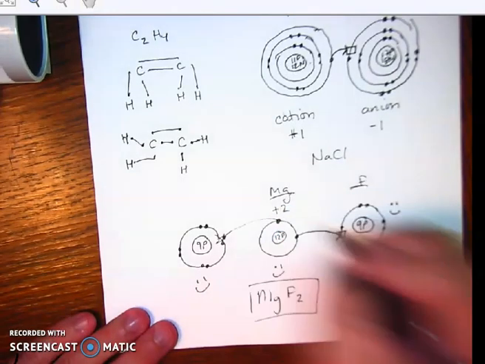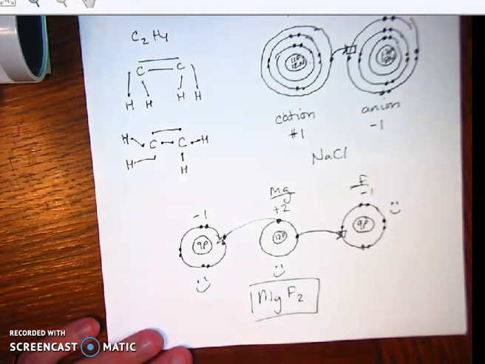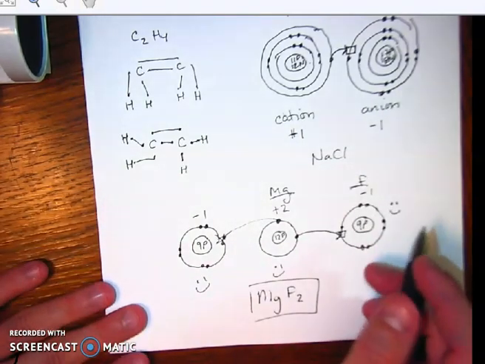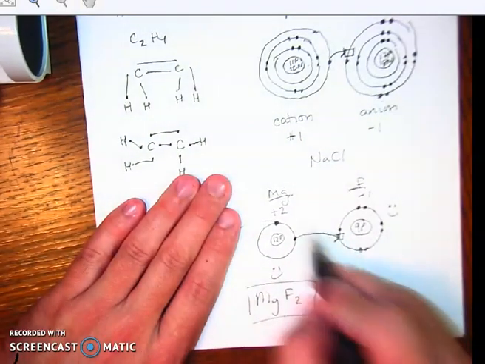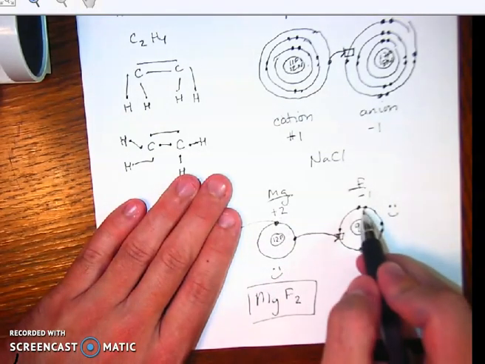So there would be a +2, a -1, and a -1. All of the charges will balance out. That's what makes this a completely satisfied molecule. All the positives and negatives cancel each other out. You wouldn't have been able to do that with just this. There would be 2 electrons that need to be given away, but this one only had room for 1.